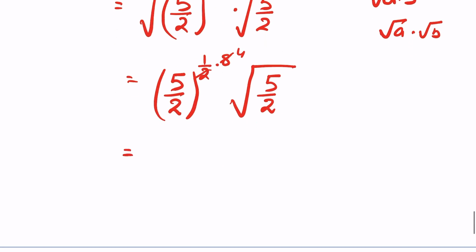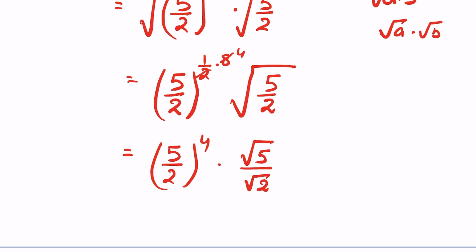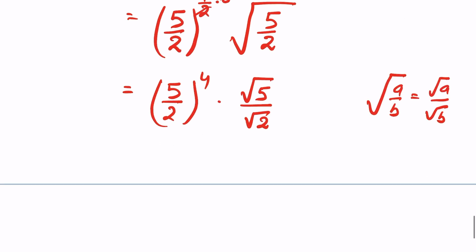So it is (5/2)^4 times, this we can write as square root of 5 upon square root of 2, because when a/b is under a square root, we can write it as square root of a upon square root of b. Now 5 to the power 4 is 625. 2 to the power 4 is 16, times square root of 5.